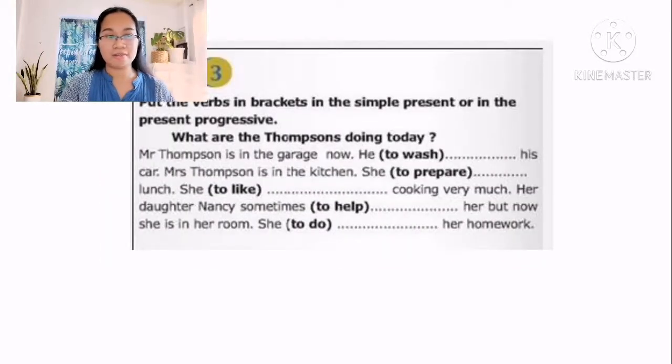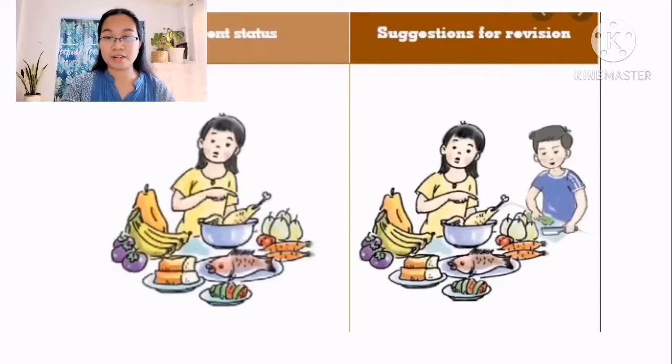Okay, ito pa. Mr. Thompson is in the garage now. He blank to wash his car. Mrs. Thompson is in the kitchen. So, you can see the roles. Very, very visible siya dun sa material na to, ang different roles ng mother and father. But right now, yun nga, they can both do that. Yeah, we have this suggestion for revision. Yan, pwede na current status sa managing ng household chores, pwede nating idagdag si tatay. Okay?